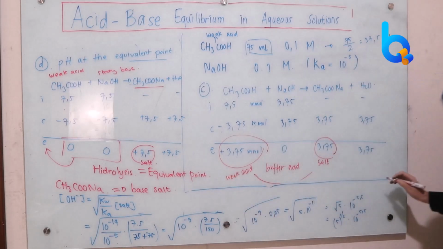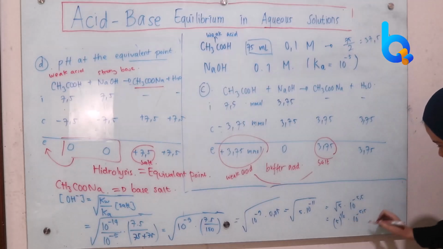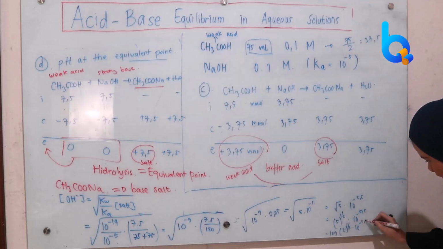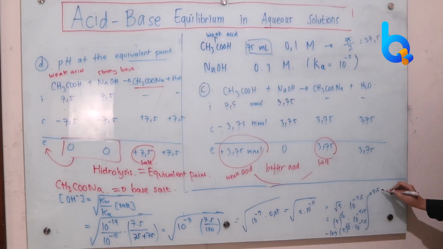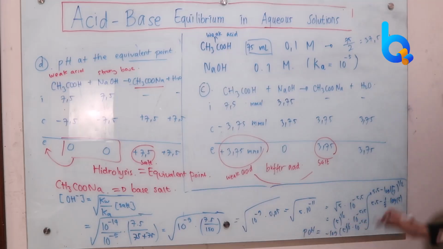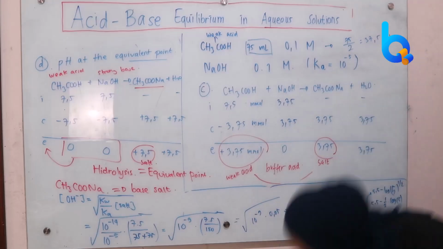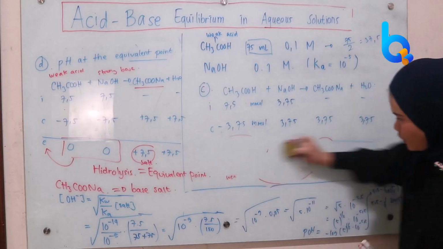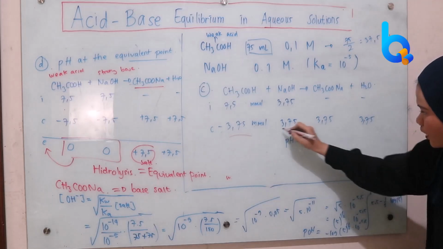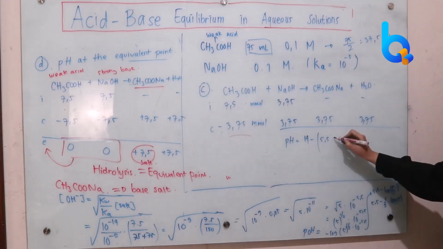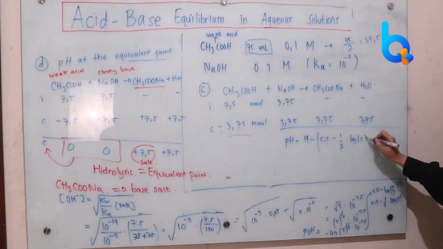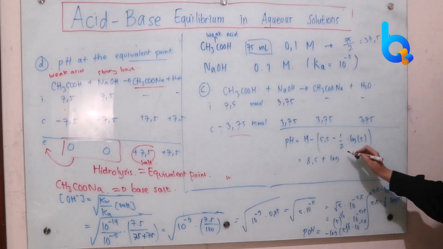We can calculate pOH. So pOH will be minus log 5.5. But is this just pOH? We have to calculate pH. Okay, I will delete this section. Okay, so pH is equal to 14 minus pOH, that is, 14 minus 5 minus log 5 plus log 5.